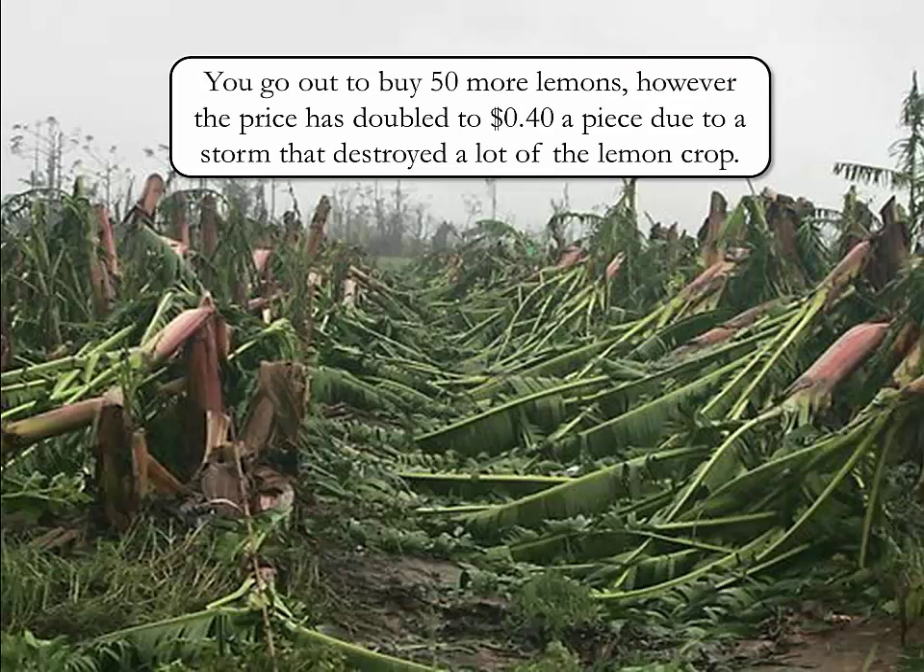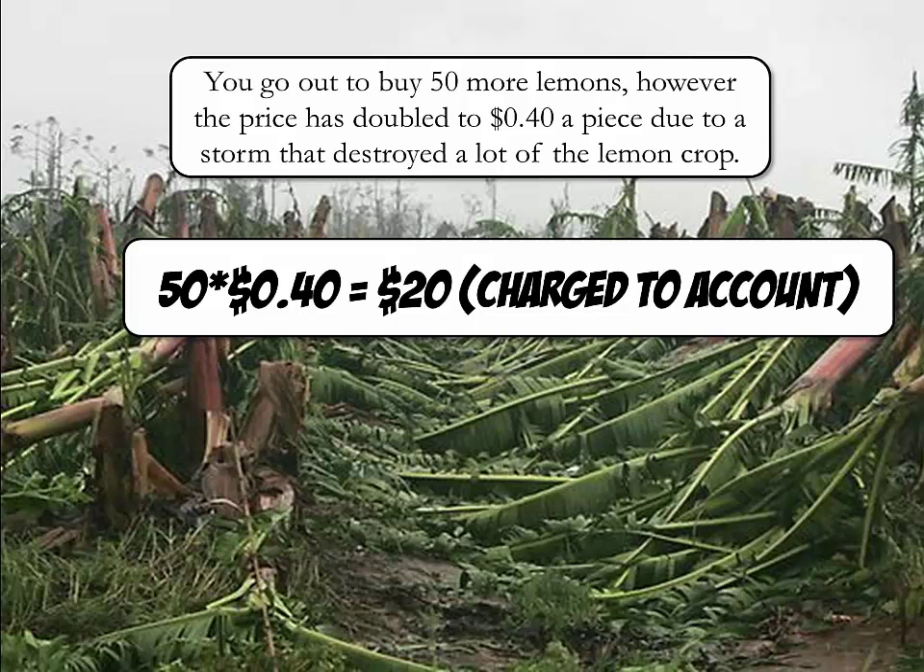You go out to buy 50 more lemons, but the price has doubled to 40 cents per lemon due to a storm that destroyed a lot of the lemon crop. 50 lemons at 40 cents per lemon results in a cost of $20, which is charged to your account at the grocery store.